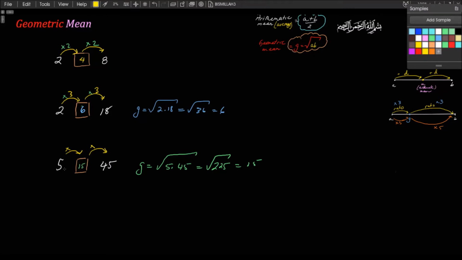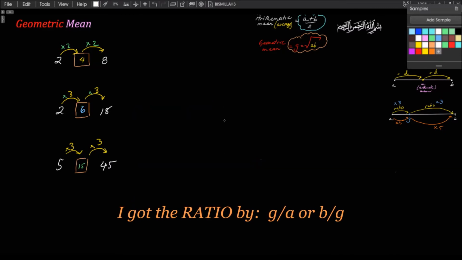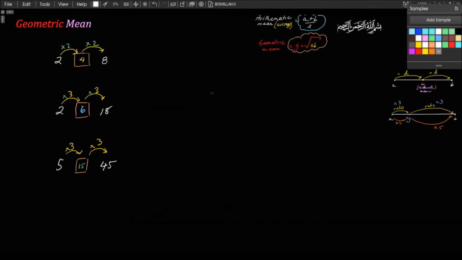Okay, 15 divided by 5 is 3, right? And 45 divided by 15 is 3. Aha, so there we have it. Now, let's do the same problem, but at a more theoretical level.